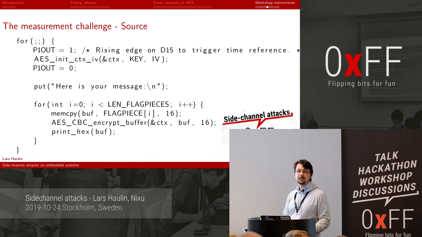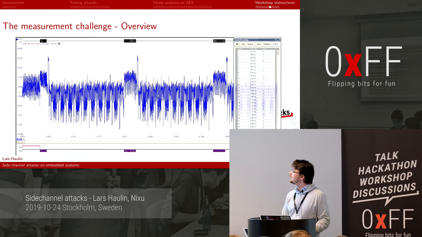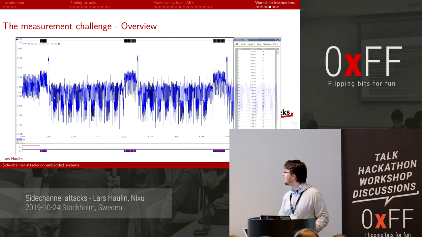This is a zoomed out version of the capture I showed earlier. Here you have the AES encryption of 9 rounds. And here is the printed out data. You get this printed out data here on the serial port. And then comes the next encryption and the data. So what you need is to capture this power consumption here and bind it together with this data here, and then feed it to an analysis program to get the key.